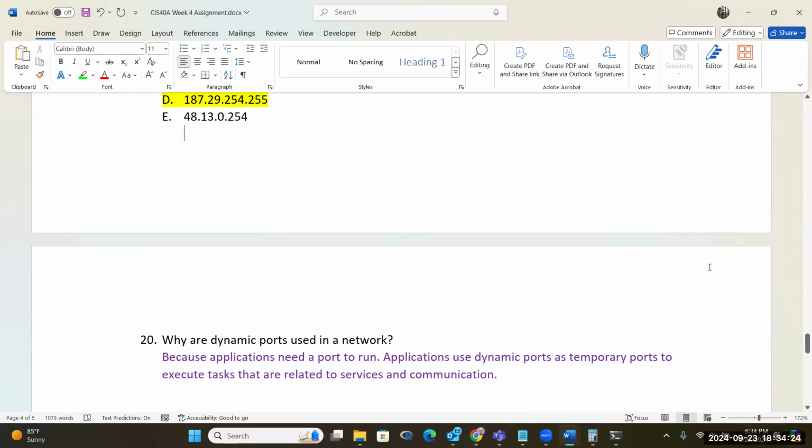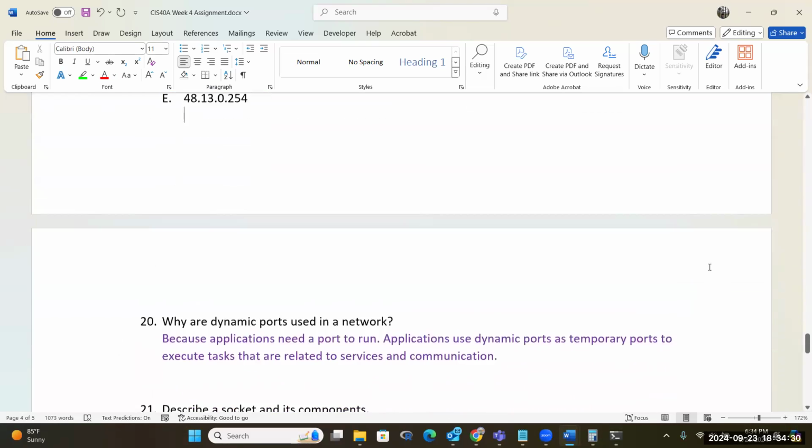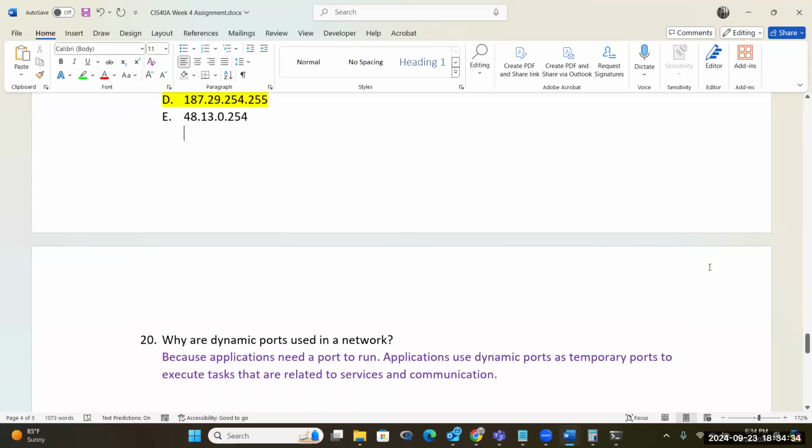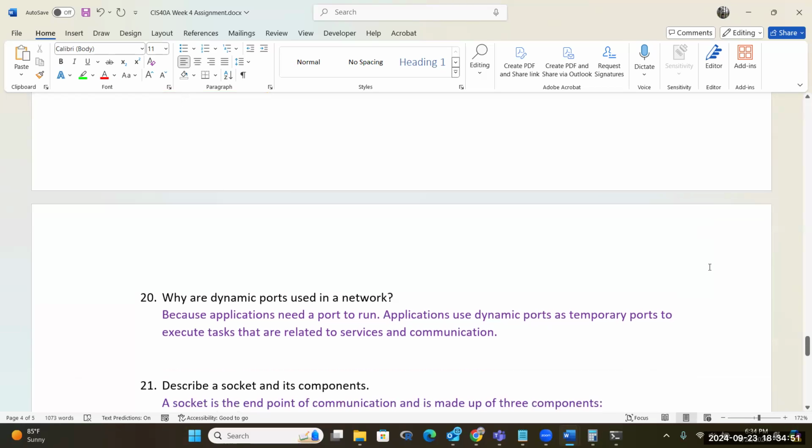Okay, so let's talk about dynamic ports. So ports are just logical connection points. It could be for hardware, it could be for software, to be able to have some form of communication between components or entities.